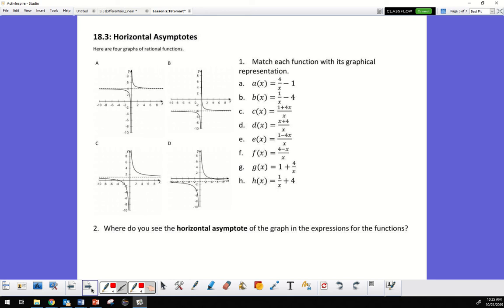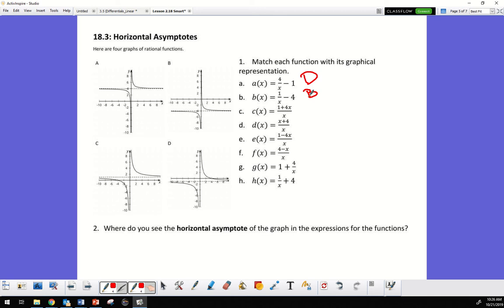So let's go ahead and take a look. So that one's going to be right here at -1. What about B? Let's look at letter B. There's going to be a horizontal asymptote. Where's the horizontal asymptote going to be now? -4. So which one of that is -4? B. All right, there we go.